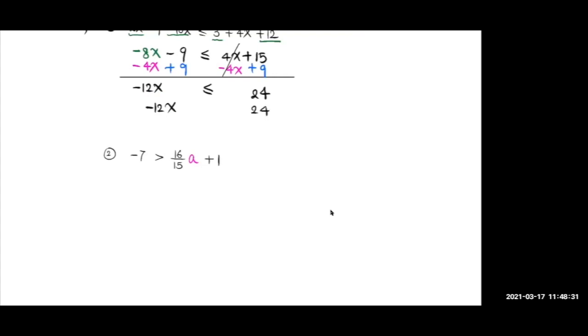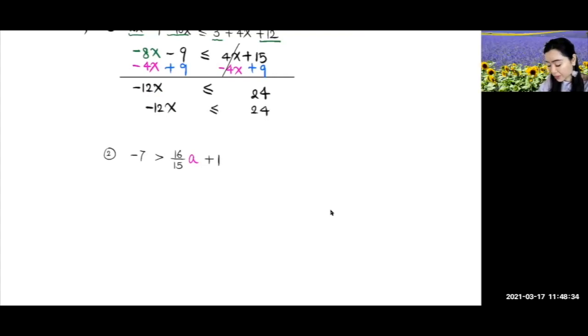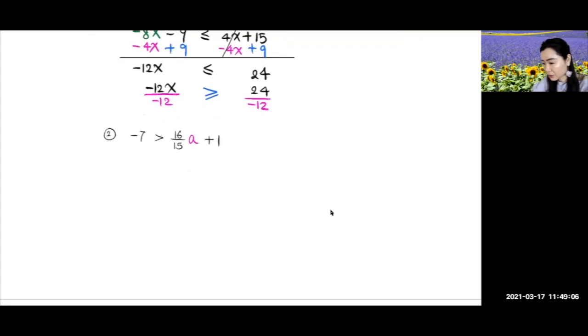Now I'm going to divide both sides by negative 12. Once I put down divide by negative 12 over here, what should I do with this? I need to erase it and switch right here. So I will erase this and switch the inequality sign at this step. Don't wait until later, because this is the step where you take the action.